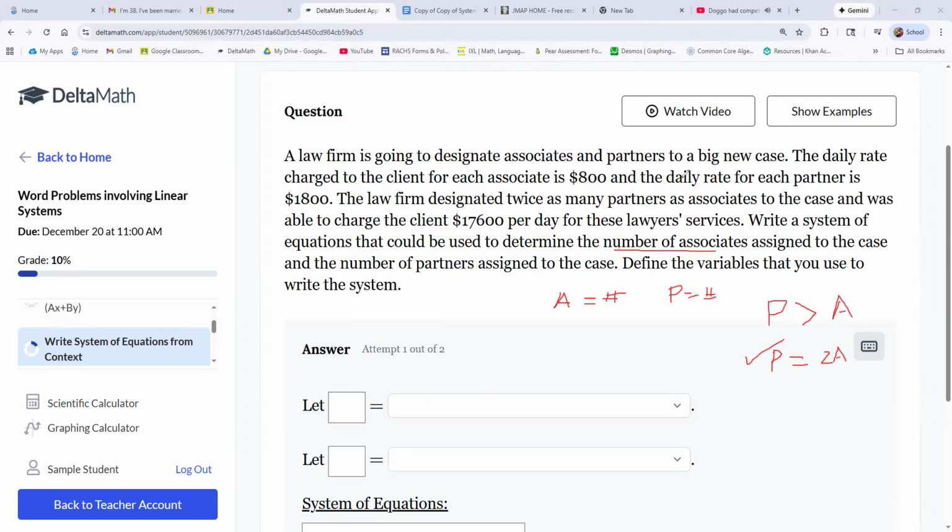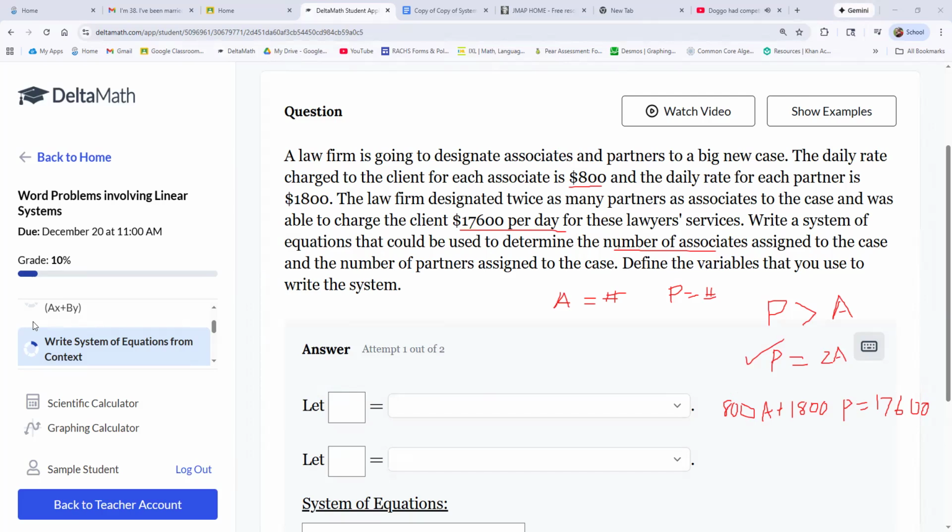Now, the second equation, I got to use this daily rate because this is a daily rate. Okay, so we're paying $800 for each associate. So it's going to be 800 times the number of associates that we have plus 1,800 times the number of partners that we had. This is our daily rate. We're paying $17,600 a day.